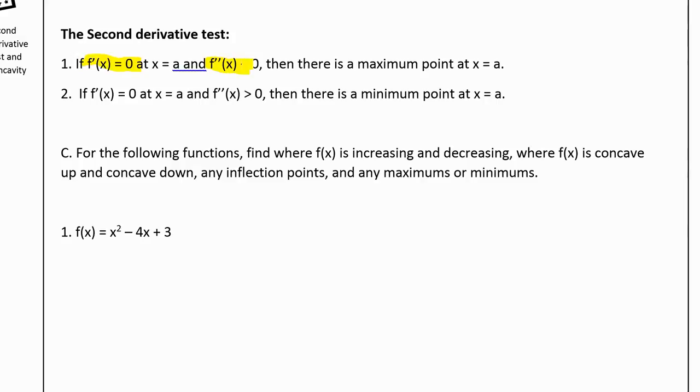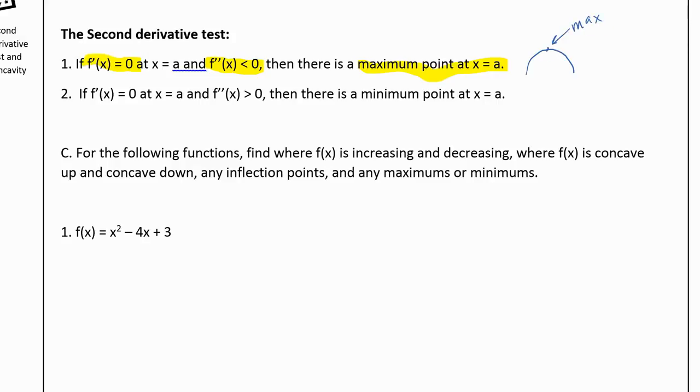So if the second derivative is negative, then we have a maximum point at a. So what this is saying, if you know you have a minimum or maximum, and the second derivative is negative, it means you're concave down. So you can think about being concave down. That would give you a maximum.